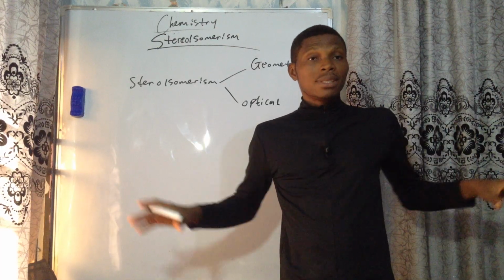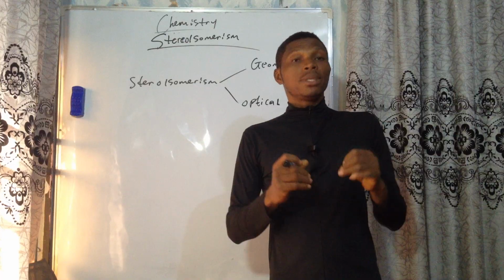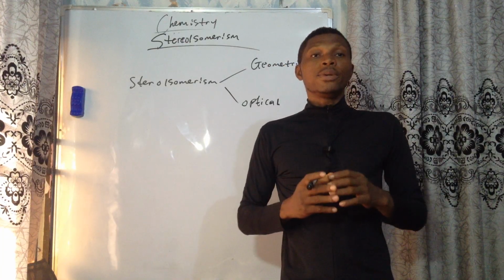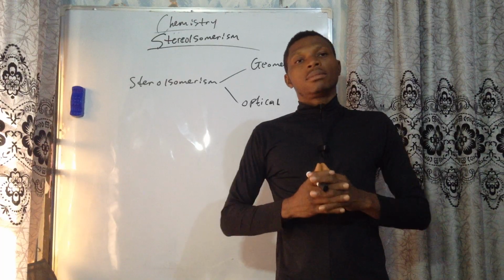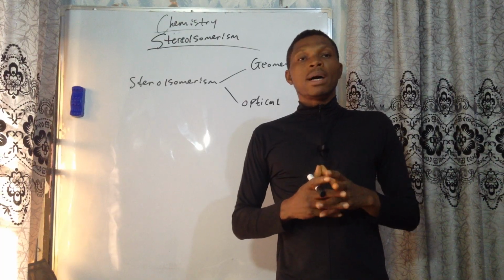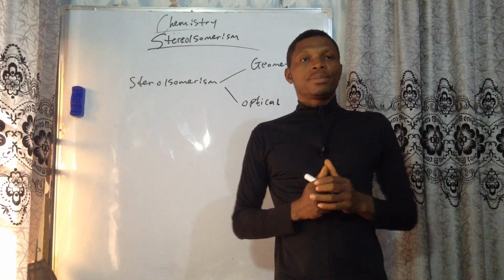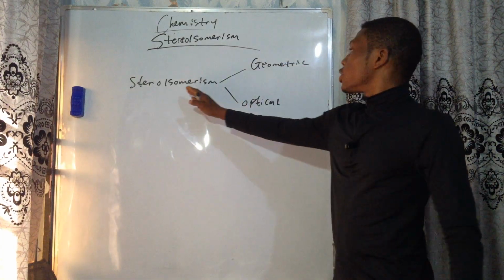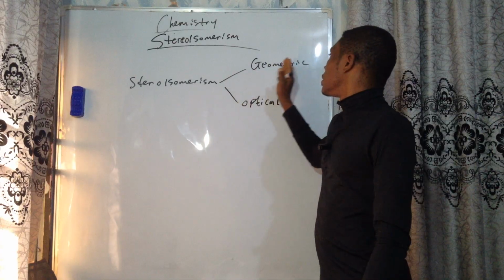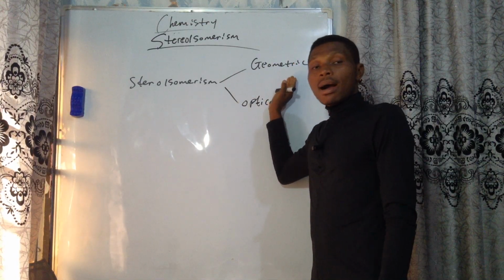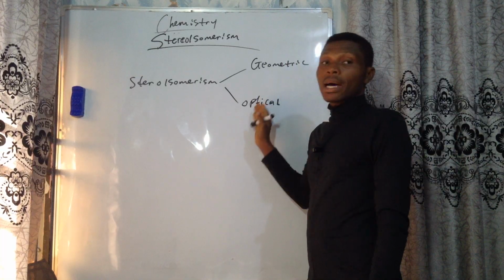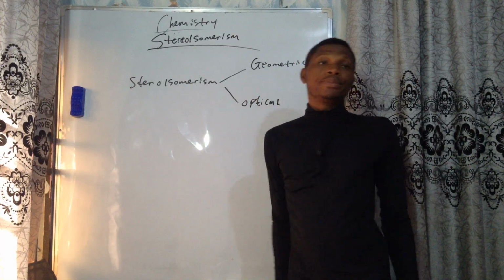Now, each of these spatial arrangements of atoms, each of them is called what? A stereoisomer. That is what we mean by stereoisomerism. It consists of 2 types, which is geometric and optical. Geometric isomerism and optical isomerism.